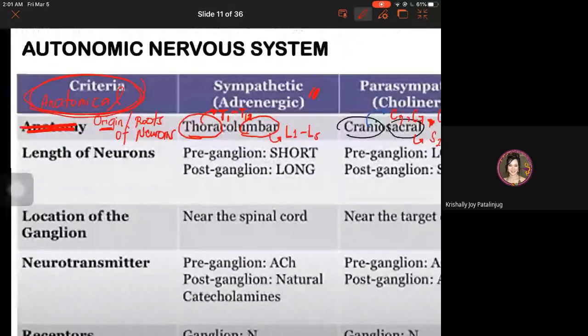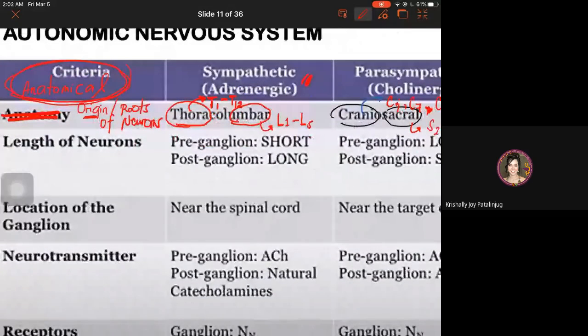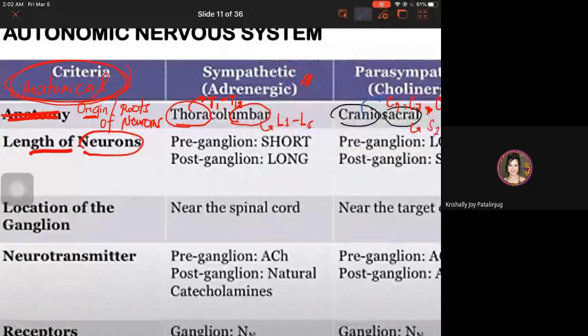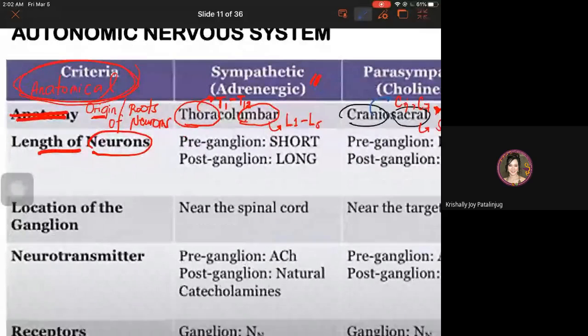Next, another difference based on anatomy, no? Another difference of the sympathetic and parasympathetic nervous system is the length of neurons. Okay? Now, let me ask you first, before we proceed to the length of neurons, how many neurons are there in the sympathetic and parasympathetic nervous system? Yes, there are 2 neurons.